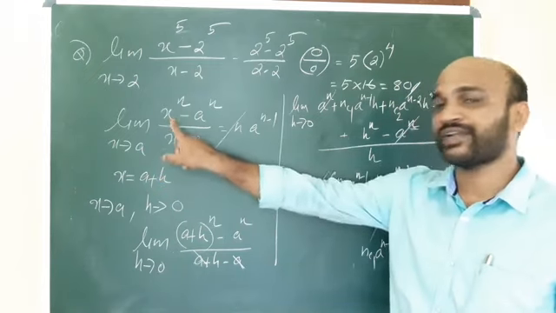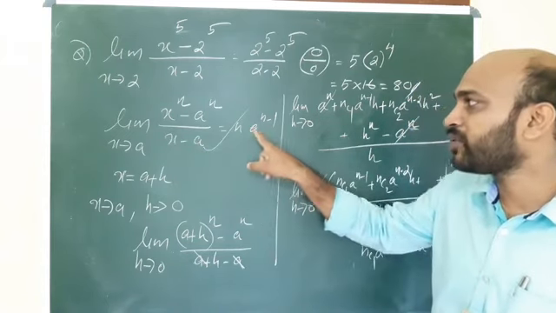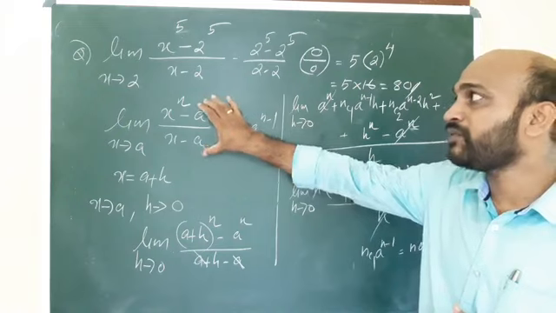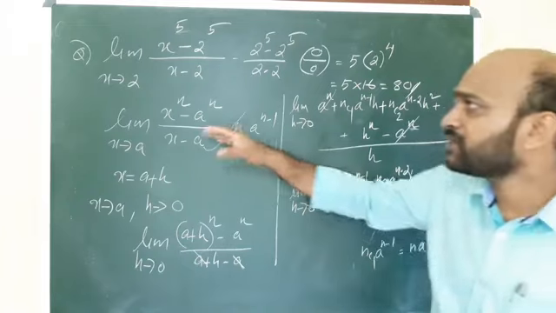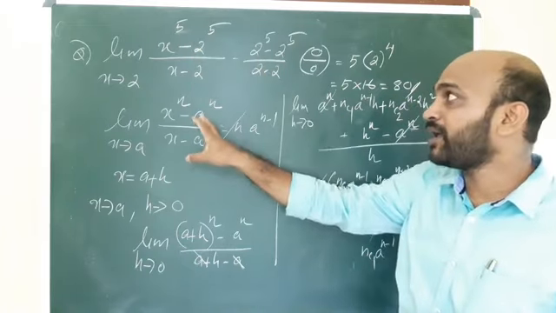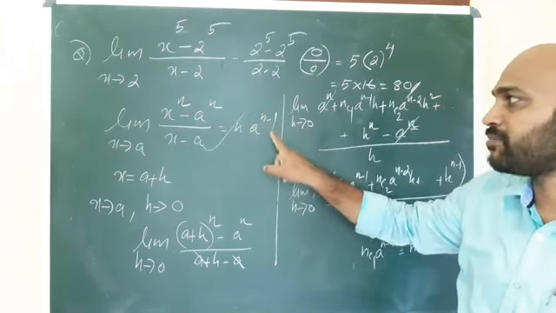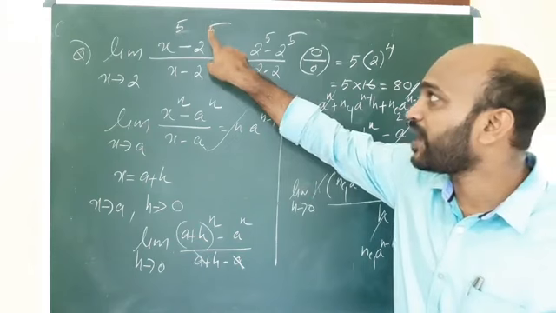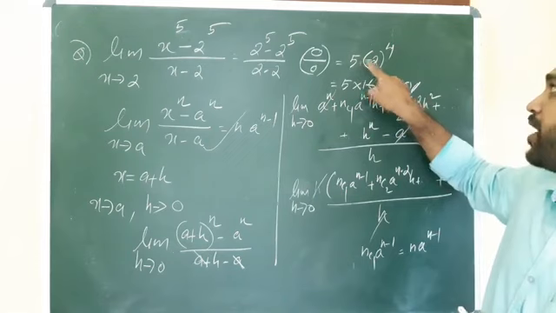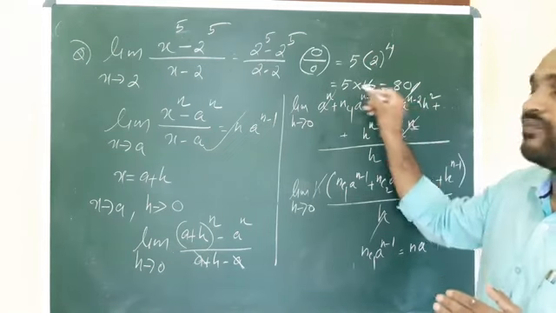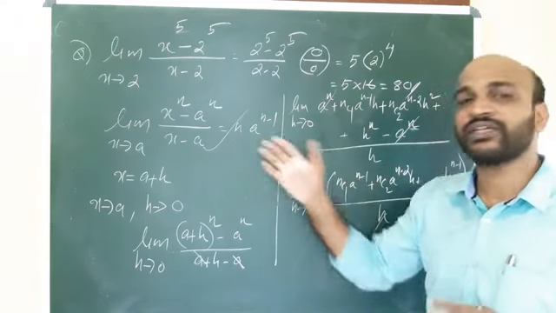Limit x tends to a, x raised to n minus a raised to n by x minus a is equal to n into a raised to n minus 1. By using this formula, we can answer this type of question very easily. So you have to compare these two. Here a is equal to 2, n equal to 5. So the answer is n into a raised to n minus 1, that is 5 into 2 raised to 4, that is 5 into 16 equal to 80. So we can find this type of question very easily by using this formula.